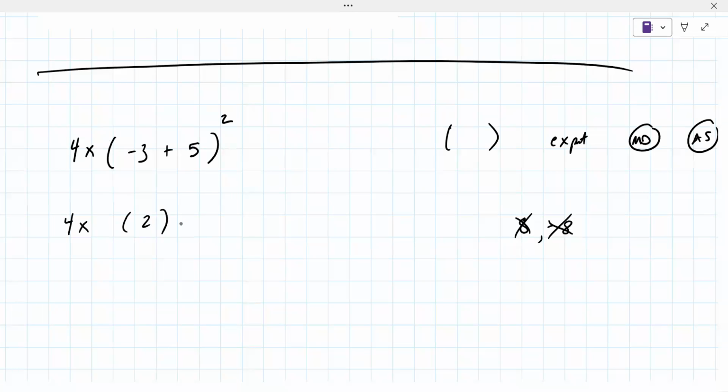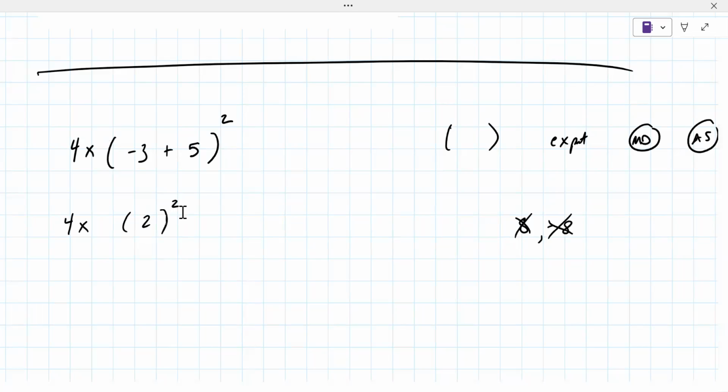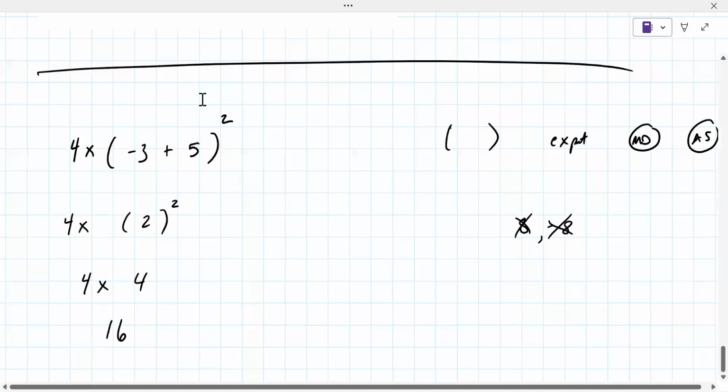Now, are we done with the parentheses? No. Can we drop the parentheses? Not yet, because you still have another thing to do. So what is the thing to do there? You do 2 to the power of 2. Okay, what is that? 4. Very good.